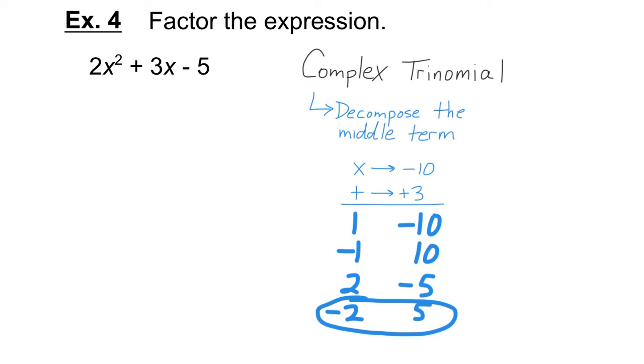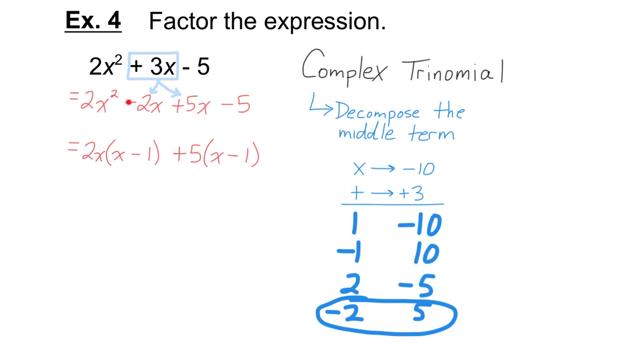So this is how we do it. The expression actually stays the same, except we're just making the middle term into 2 terms. Numerically, it's the same because negative 2x plus 5x is 3x. But we're breaking it into 2 parts so that we can do the next step, which is factor by grouping, which we did in example 1.